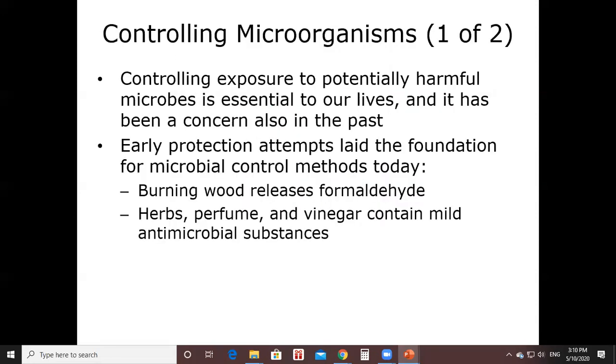Okay, controlling of microorganisms. Controlling exposure to potentially harmful microbes is essential to our lives and has been a concern also in the past. Early protection attempts laid the foundation for microbial study methods today. In the past, before they even understood how microbes work, they would actually burn wood. It releases formaldehyde, and that would actually kill some microbes. Different herbs, perfumes, and vinegar contain mild antimicrobial substances.